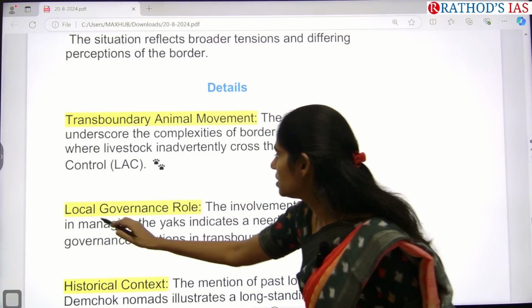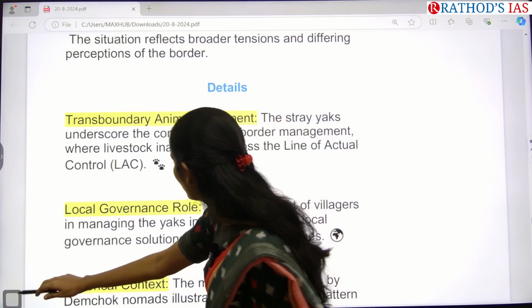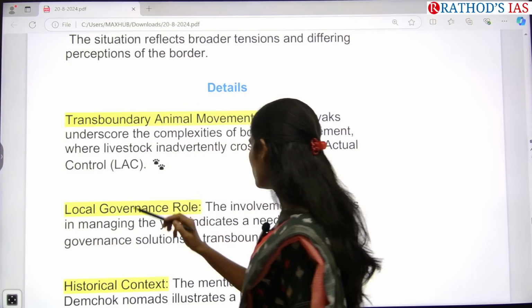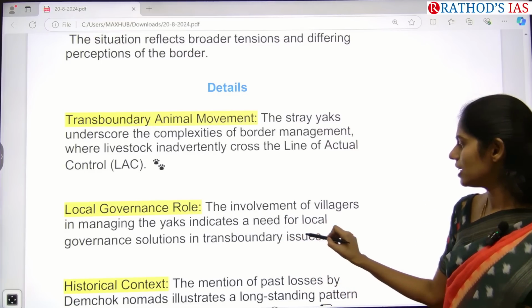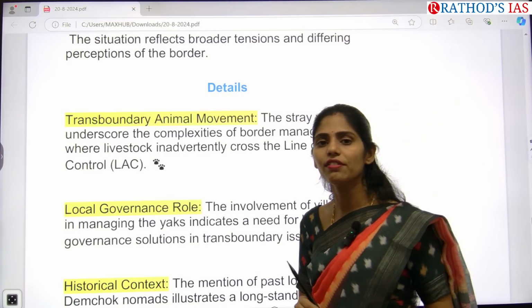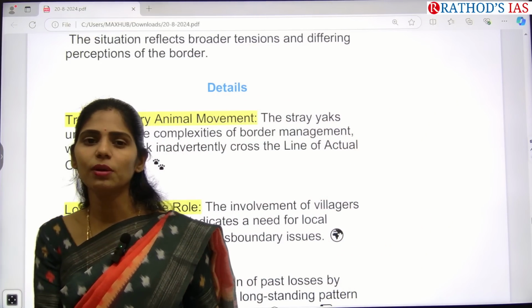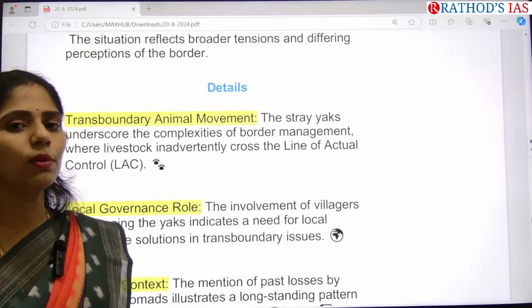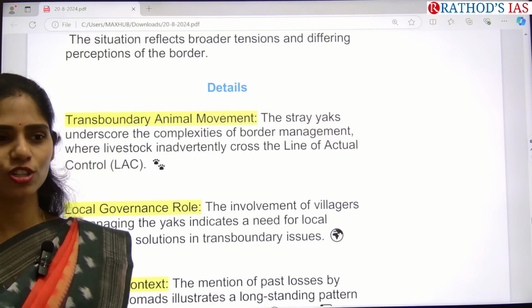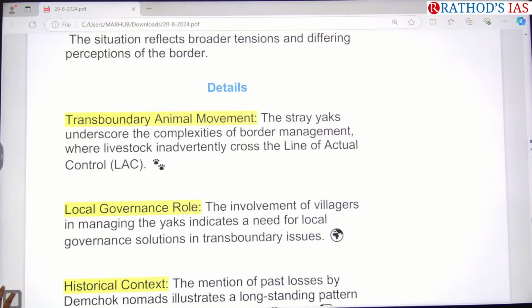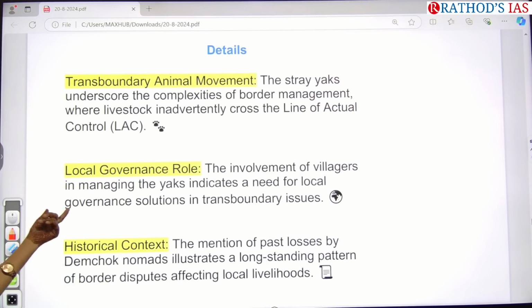Next, we have to take the role of local governance as well, because villagers are now managing these yaks, and it indicates that there is a need for local governance. Local people can understand more. The people who are involved in rearing animals can understand the pain of animals, but not you and me. So we need proper solutions for these transboundary issues regarding animals.